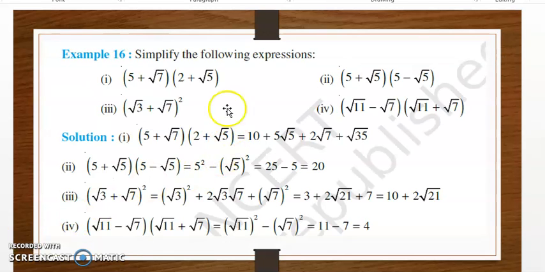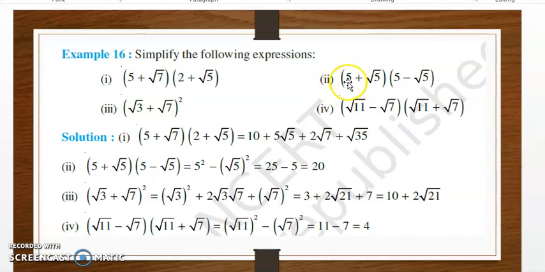Now let us try to simplify the following expressions. The first problem is 5 plus root 7 into 2 plus root 5. First we multiply 5 into the second bracket. So 5 into 2 is 10, then 5 into root 5 is 5 root 5. Now we take root 7 and multiply it with the second bracket. Root 7 into 2 will be 2 root 7. Root 7 into root 5 will be root of 7 into 5, that is root 35.